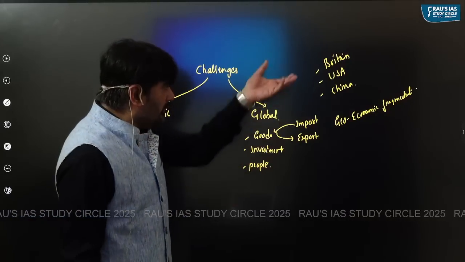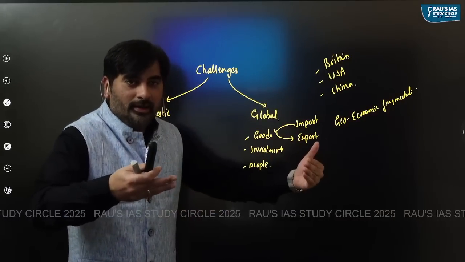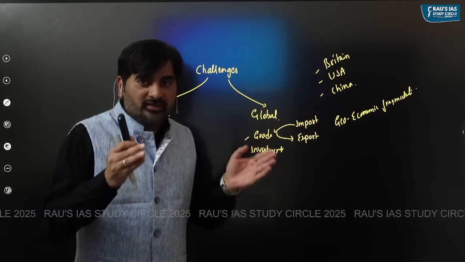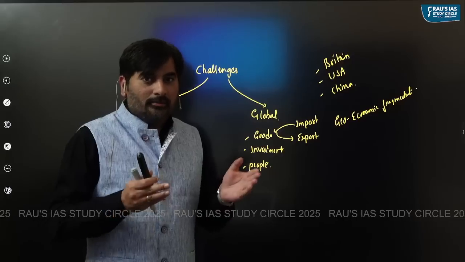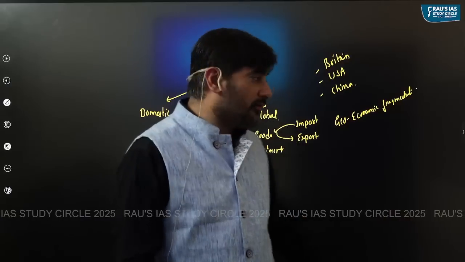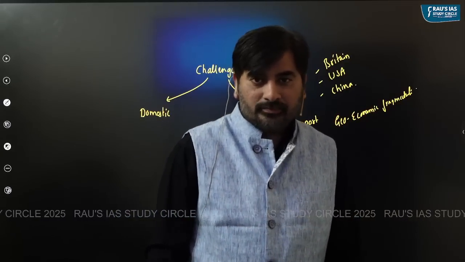So for these countries, it was much easier to grow rapidly because the global economy was more open in terms of goods, investment, and people. But for India, it is more problematic because of the geo-economic fragmentation.